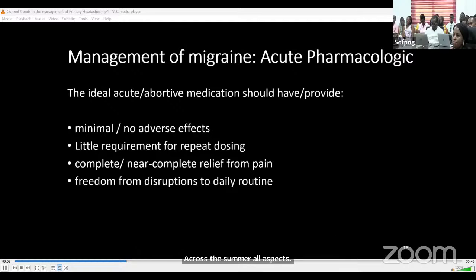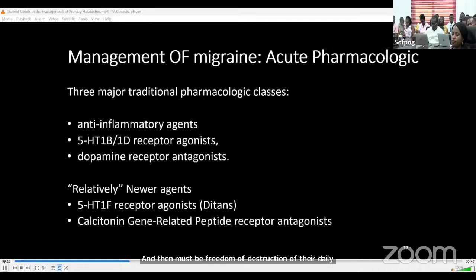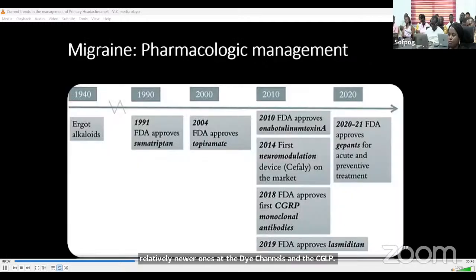The ideal abortive medication should have minimal side effects, it should have little requirement for repeated dosing, it should provide complete or near complete relief from pain, and there must be freedom from disruption of their daily or routine activities as well. The 3 major pharmacological classes of medications used for acute treatment of migraine include the anti-inflammatory agents, like we said, the NSAIDs, the 5-HT1B/1D receptor agonists, also known as the triptans, and then the dopamine receptor antagonists. The relatively newer ones like the ditans and the CGRP antagonists are available.